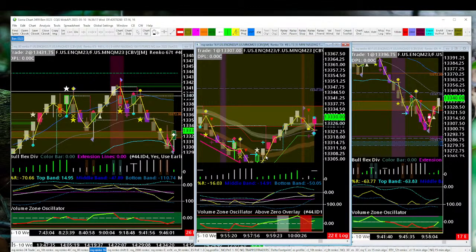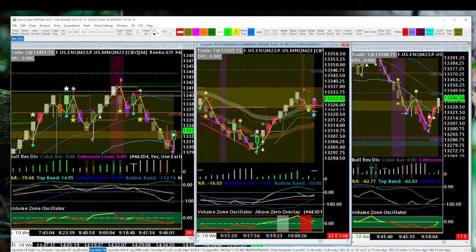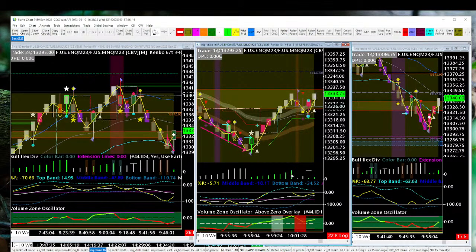What would a long look like? It would be a lower low on the indicator, followed by an order flow signal, with a higher low on price, or a lower low on price with a higher low on the indicator. So either one of those situations would be fine. So here there's really nothing to do.